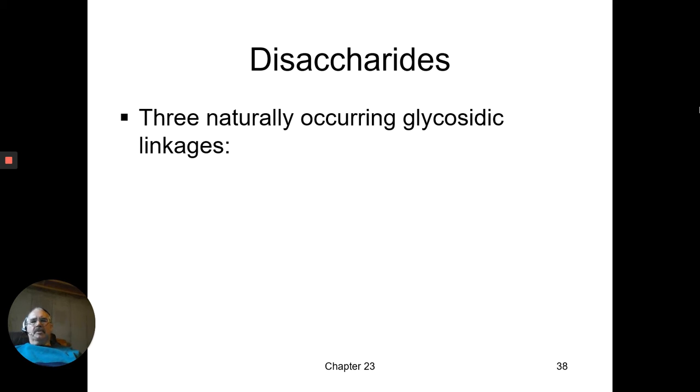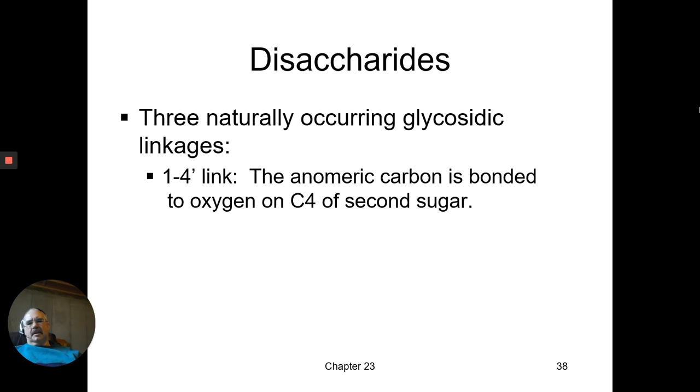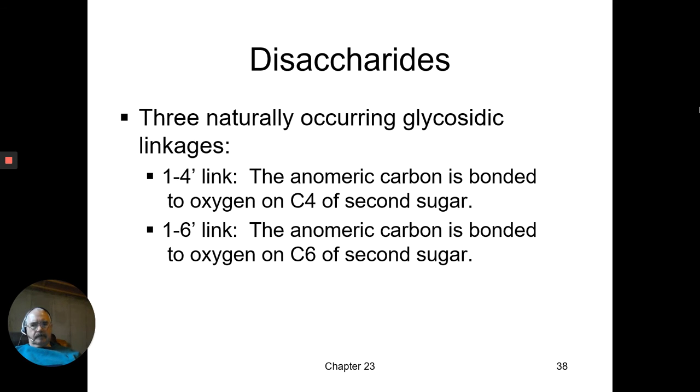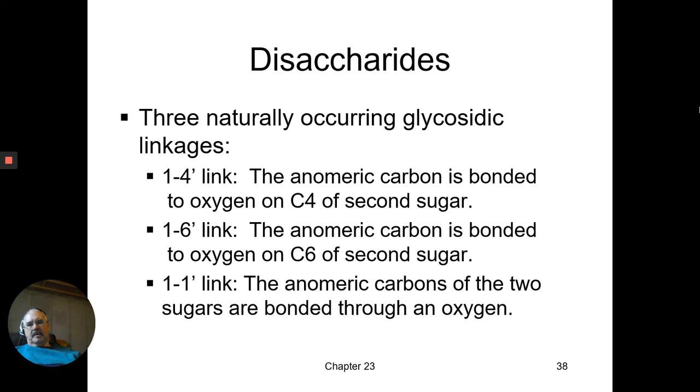There are 3 naturally occurring glycosidic linkages. There's a 1 to 4 prime link, where the anomeric carbon is bonded to the oxygen on C4 of the second sugar. There's a 1 to 6 link, where the anomeric carbon is bonded to the oxygen on C6 of the second sugar. And there is a 1 to 1 link, where both anomeric carbons are bonded to each other through an oxygen.